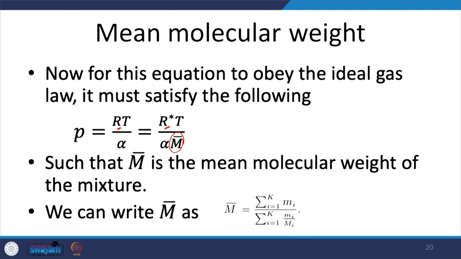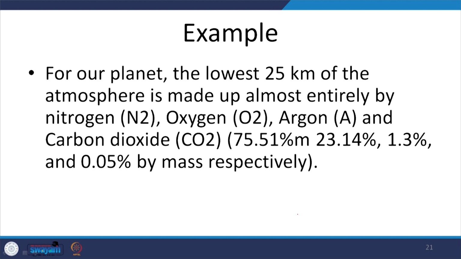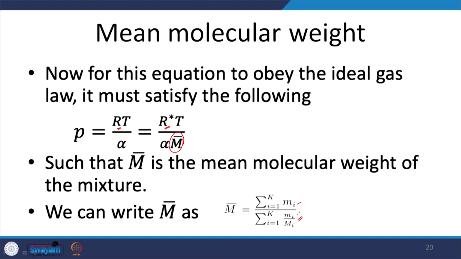the mass of the individual gas constituents, the total mass, divided by the total number of moles. This we have already defined. The basic idea is that the mean molecular weight of a mixture of gases having i different component gases is the sum of the mass of the individual gases divided by the sum of the number of moles of the individual gases.